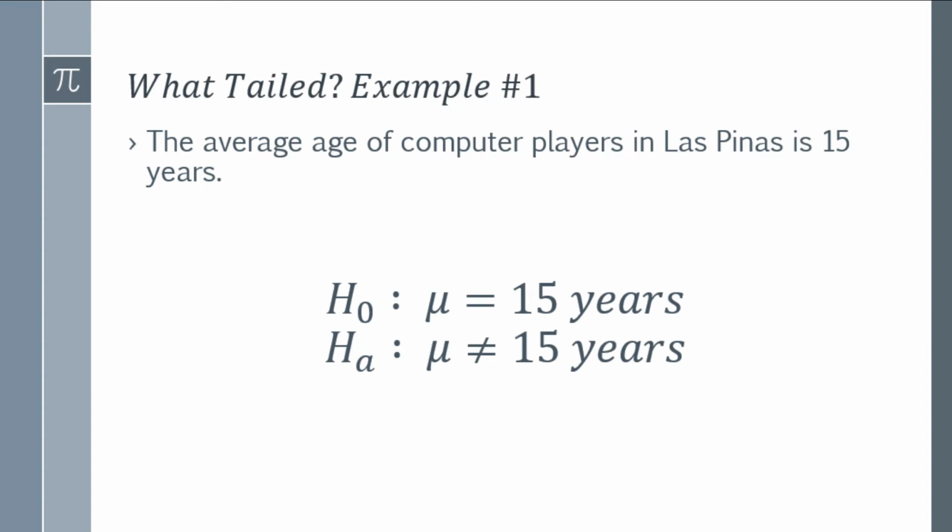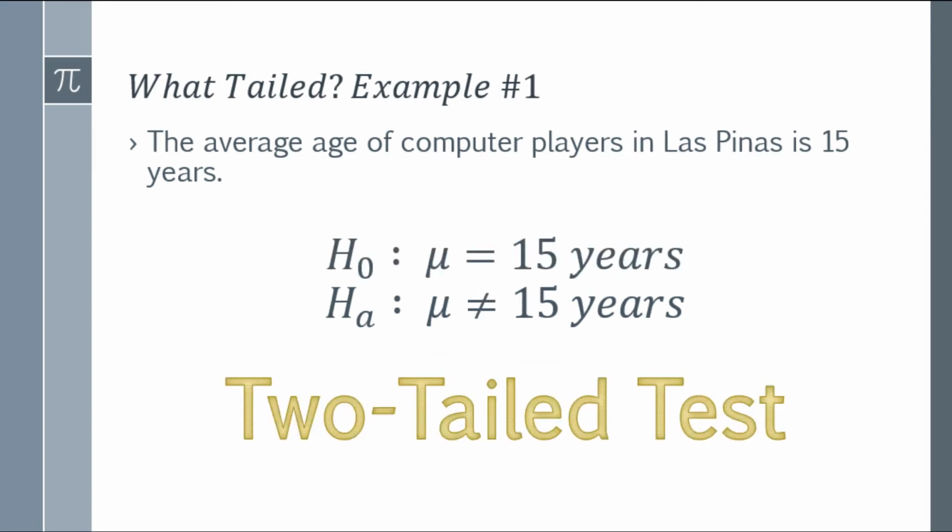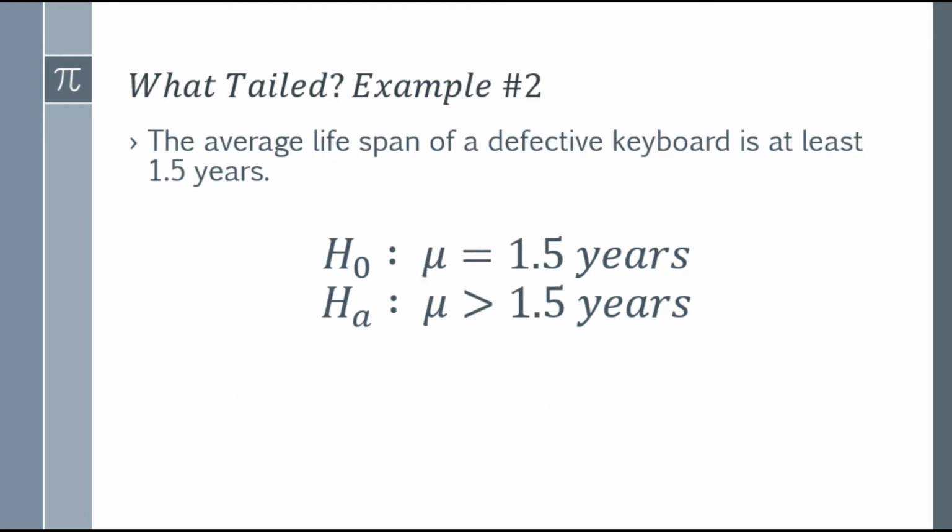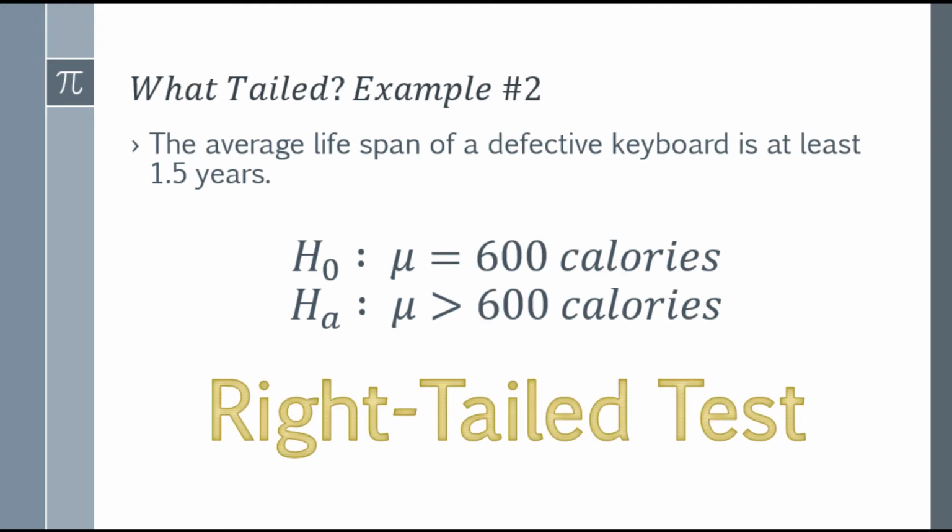So is it two-tailed, left-tailed, or right-tailed? If you answer two-tailed, then you're correct. Kasi equal and not equal, that will be two-tailed. Moving on, let's have example number 2. The average lifespan of a defective keyboard is at least 1.5 years. So we have equal and greater than. So pag equal and greater than, that will be right tail test.